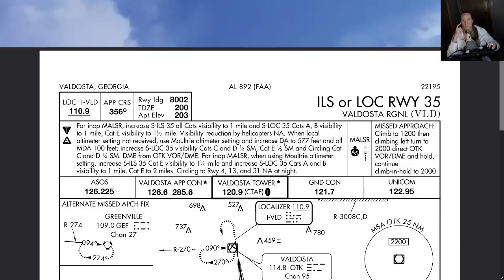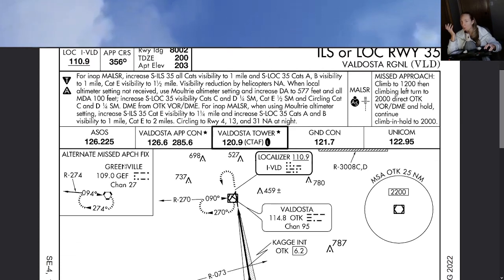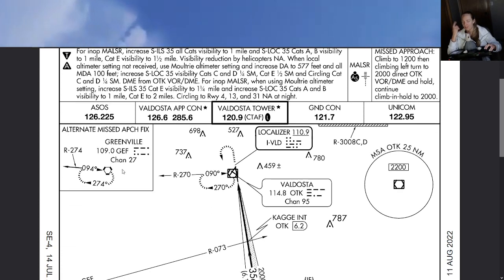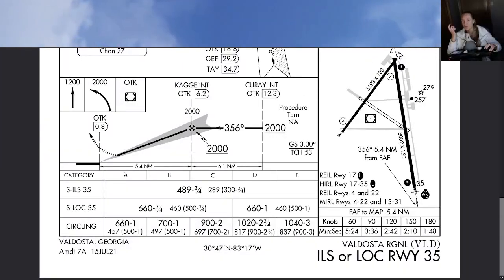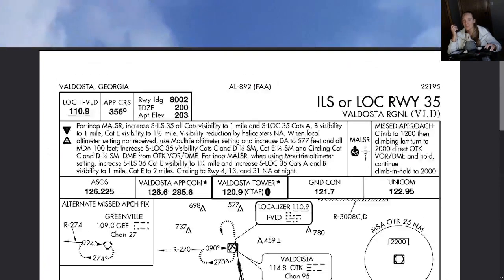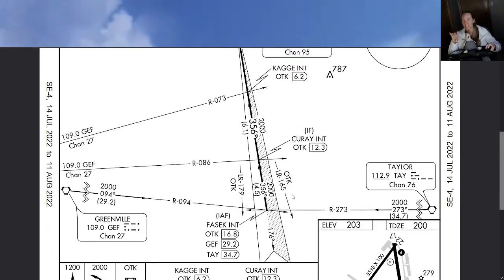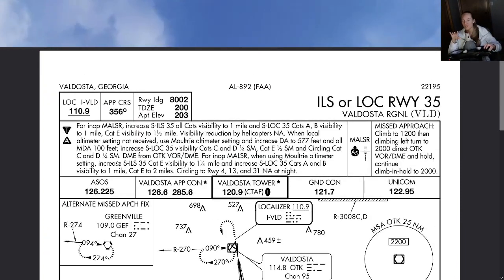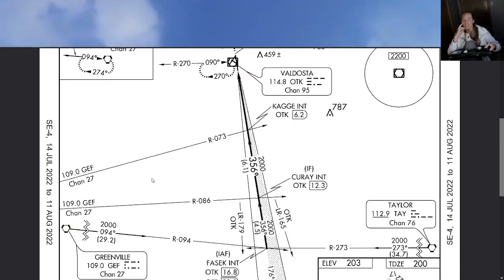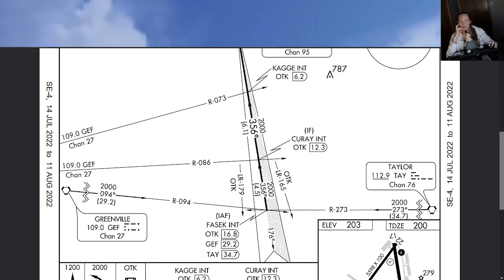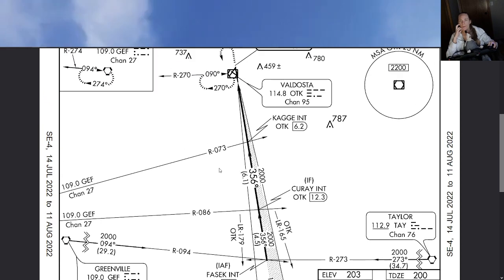Well, and that's the thing is, this shows the equipment you'll need. However, in the box, the DME comes from the OTK, the VOR. So I would assume that the VOR is required, even though it doesn't say specifically VOR DME is required. It says your DME you get from there. So it shows radials that you would intercept to turn into the ILS.